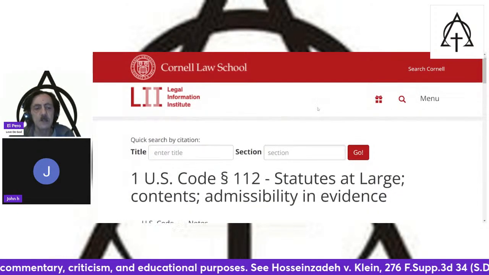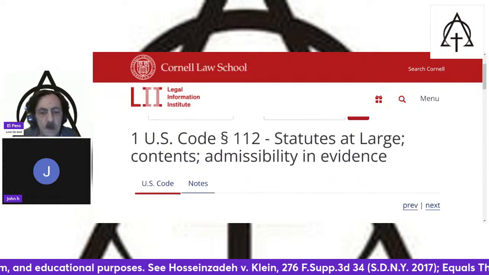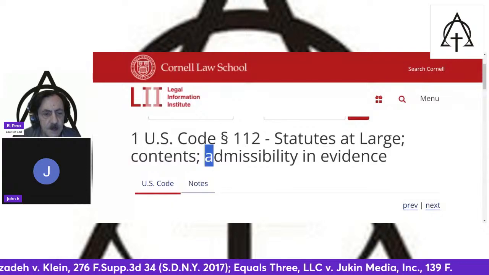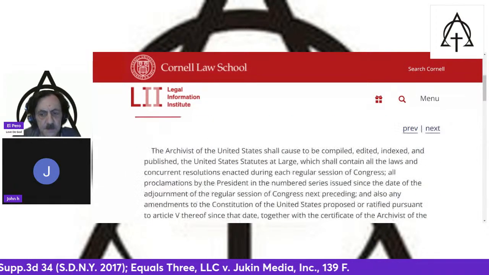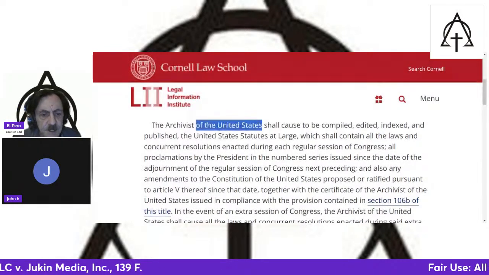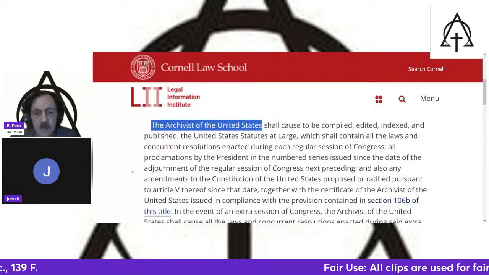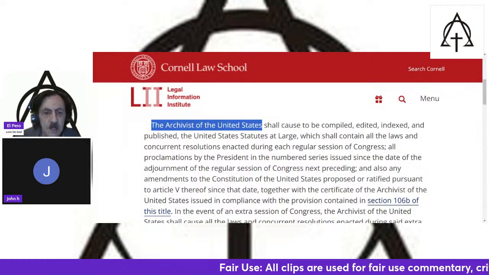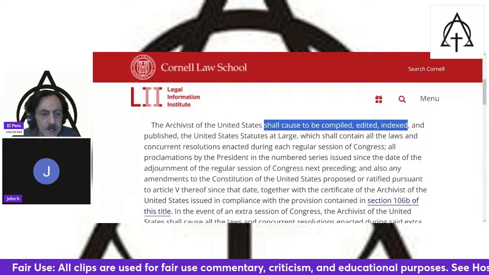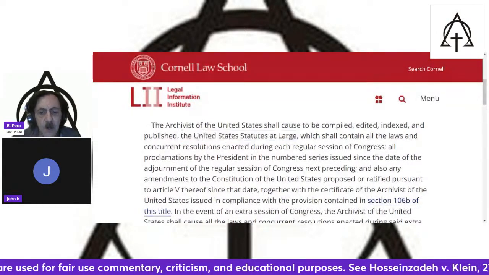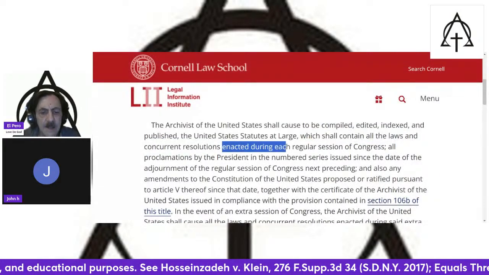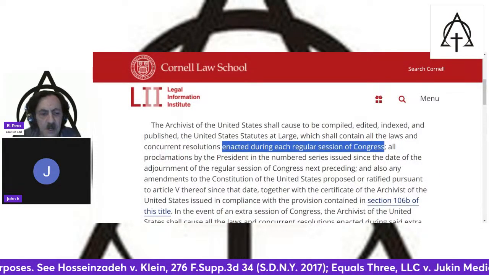First one we got is 1 U.S. Code 112, statutes at large, contents, admissibility in evidence. And it says the Archivist of the United States, this is the Library of Congress Archivist, shall cause to be compiled, edited, indexed, and published the United States statutes at large, which shall contain all the laws and concurrent resolutions enacted during each regular session of Congress.